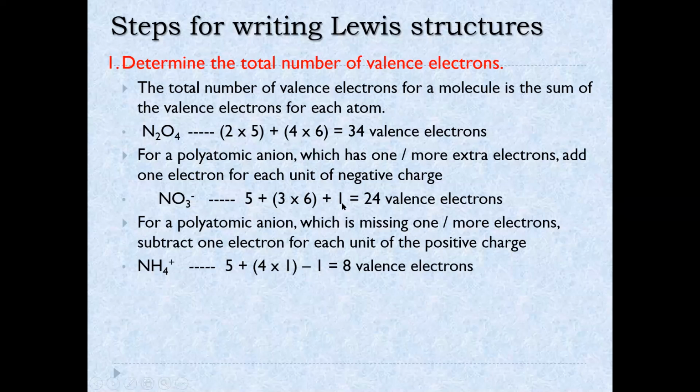That will be plus 1. So if it is CO3 2 minus, we'll do that later. When you add this together, that's 24 valence electrons. If it is a cation, like your ammonium ion, it means it has lost an electron. So it's going to be 5 plus 4 times 1 minus 1. That will be 8 valence electrons.